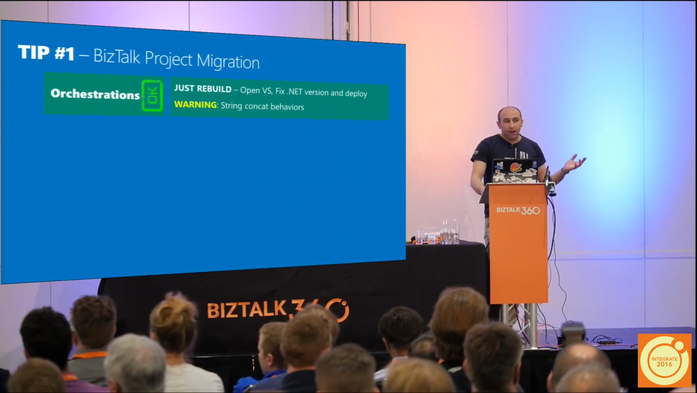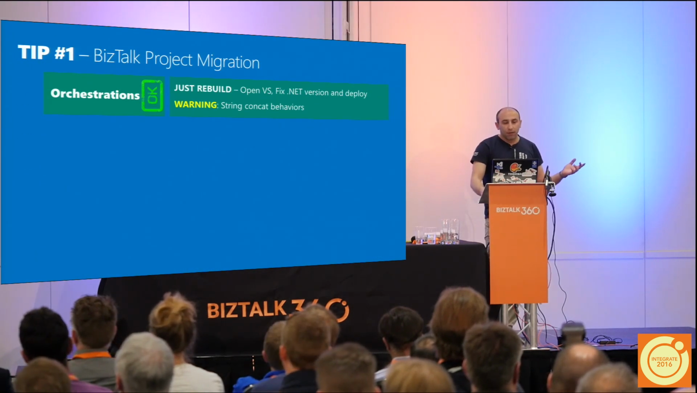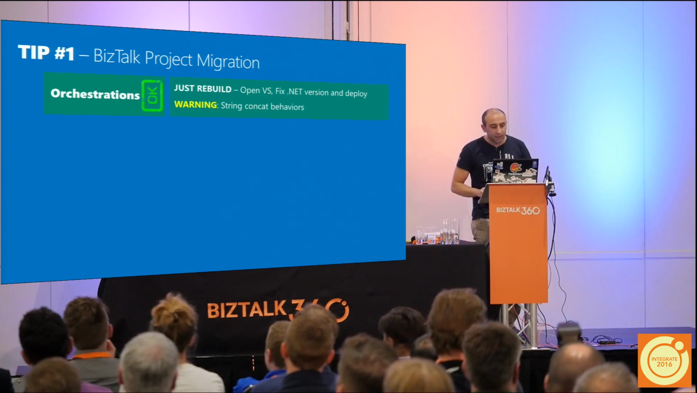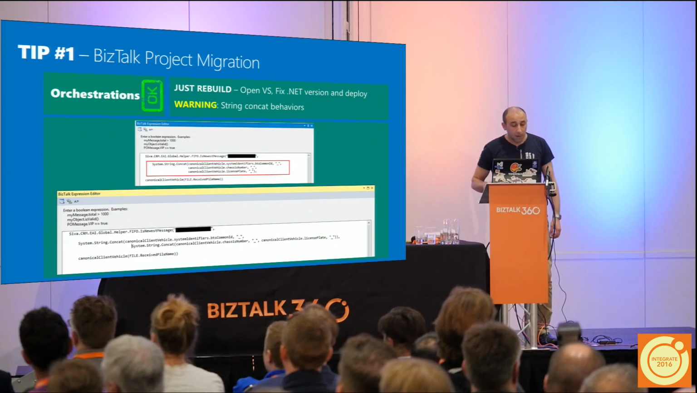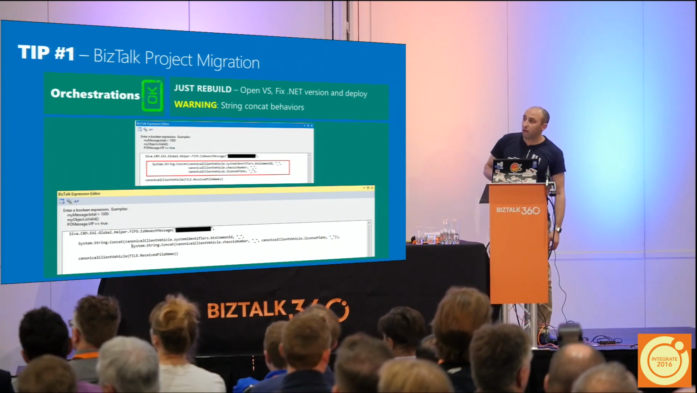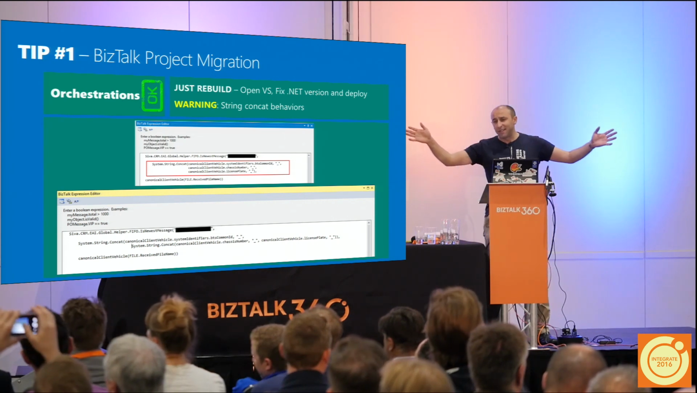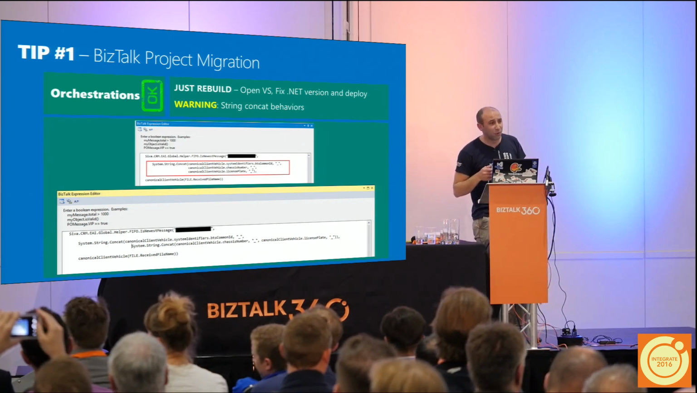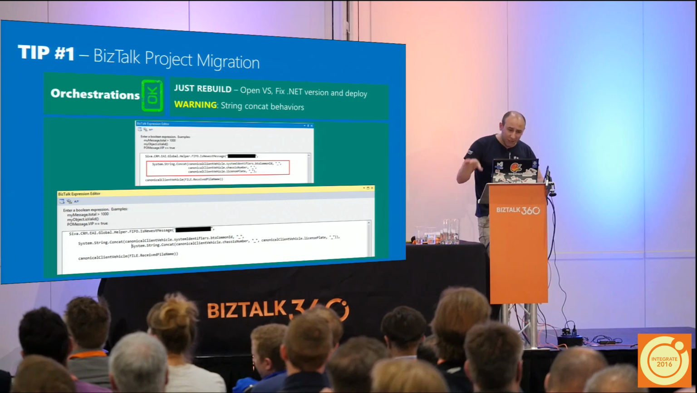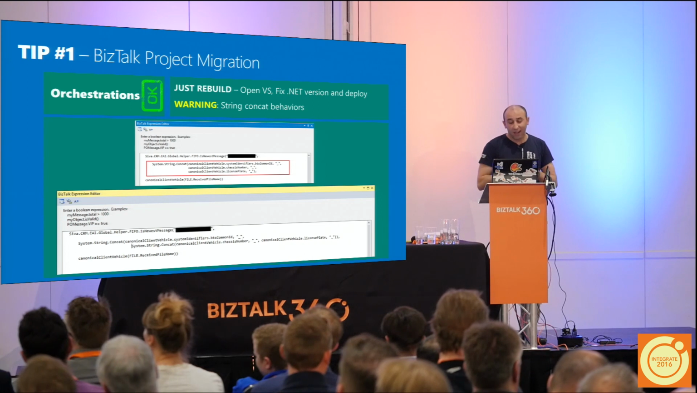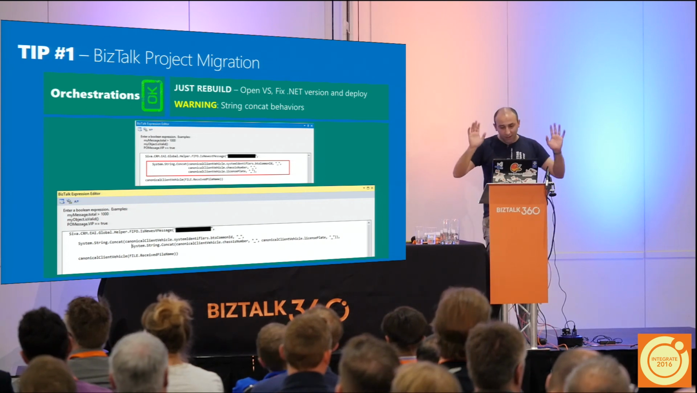The orchestration is fine, you are safe, it just rebuilds. The only thing that I detected during all these project migrations is string concatenate behaviors. I know, if you see well, but in 2004 you can have a string concatenate everything. In 2013 R2 you cannot. You need to put string concatenates inside string concatenates, otherwise it fails. I don't know why, don't ask me why, it fails.